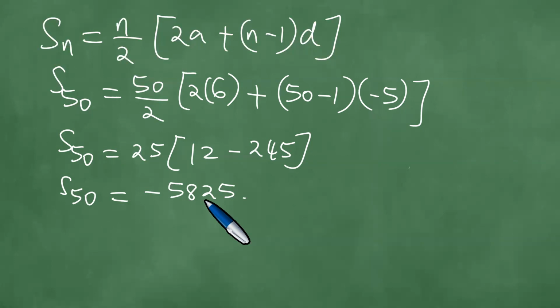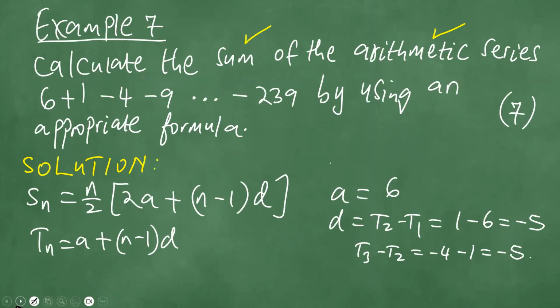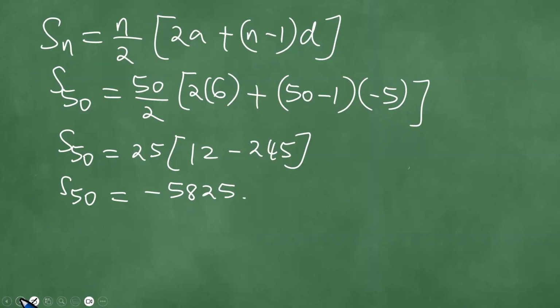Just note that, and then we continue to try and solve the next question. So the sum of these terms is minus 5825. Let us solve more problems now. So in solving more problems, we want to continue. This one was example 7, and then we're going to look at example 8.